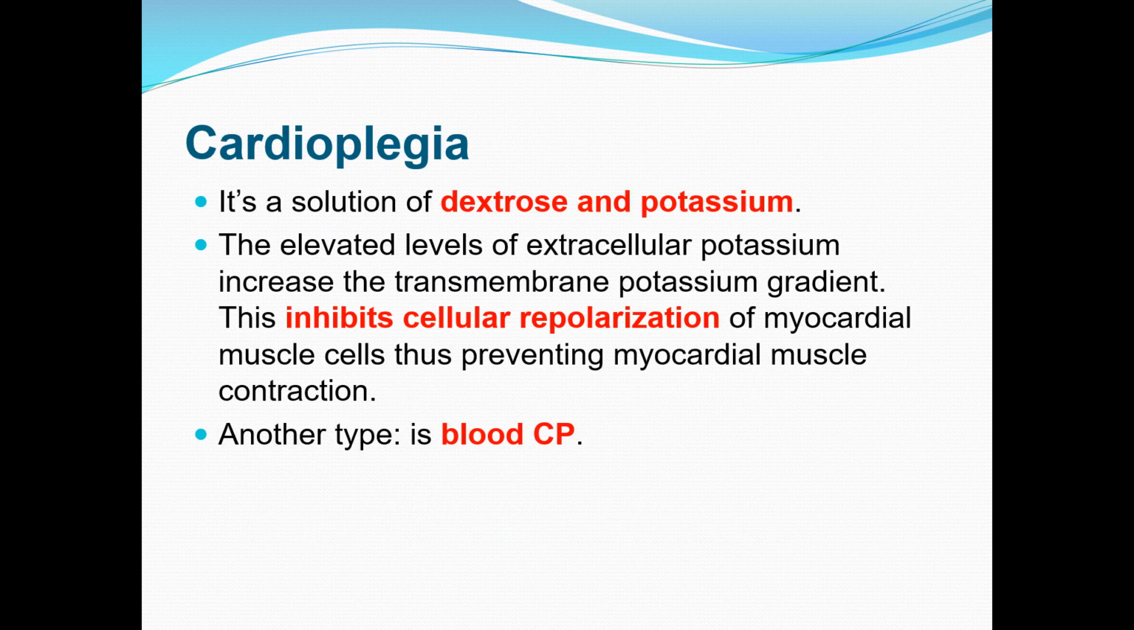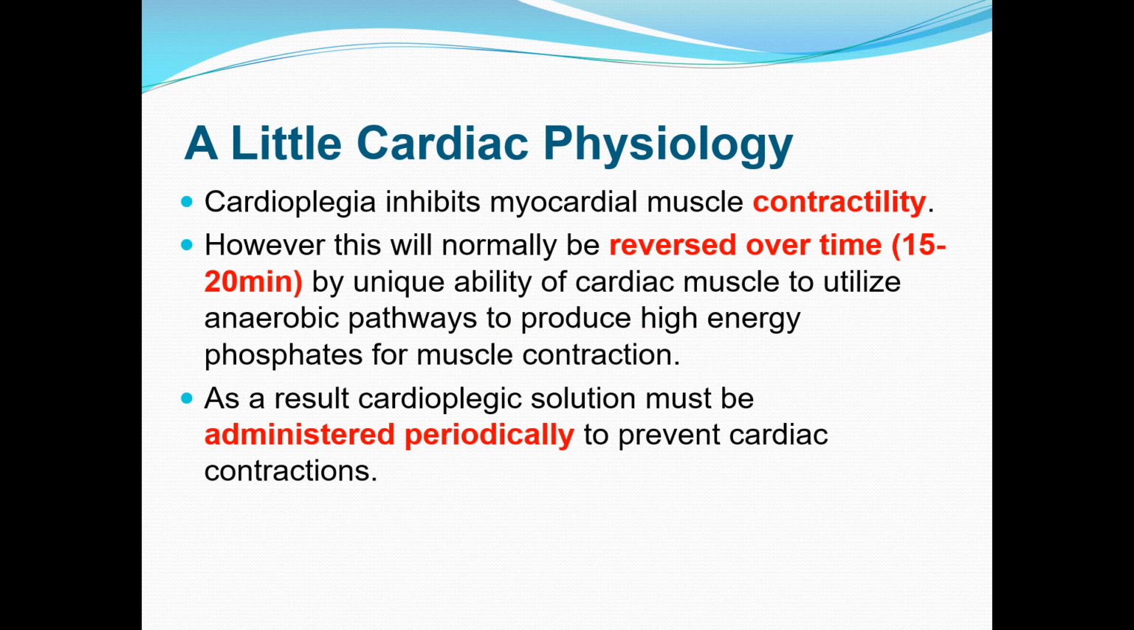Cardioplegia. It is a solution of dextrose and potassium. The elevated levels of extracellular potassium increase the transmembrane potassium gradient. This inhibits cellular depolarization of myocardial muscle cells, thus preventing myocardial muscle contraction. Another type is blood cardioplegia, where we can give a high concentration of potassium in the blood.